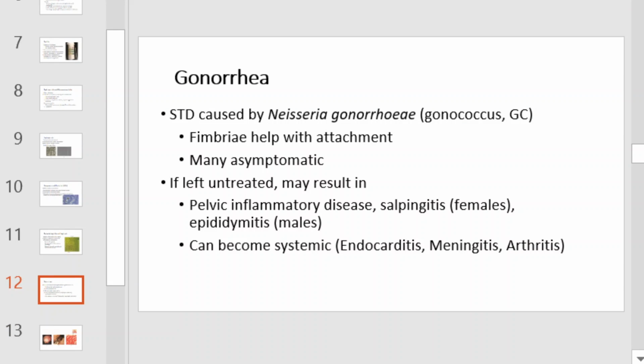Gonorrhea. This is an STD caused by Neisseria. Neisseria are organisms with fimbriae that help with attachment. Many who carry or are infected with Neisseria are asymptomatic. If left untreated, it may result in pelvic inflammatory disease. It can become symptomatic and present itself as endocarditis, meningitis, or arthritis.